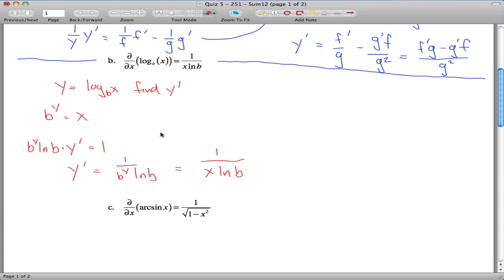So what we've just done is prove that the derivative of log base b of x is 1 over x times natural log of b, using the fact that the derivative of b to the x is b to the x natural log of b.